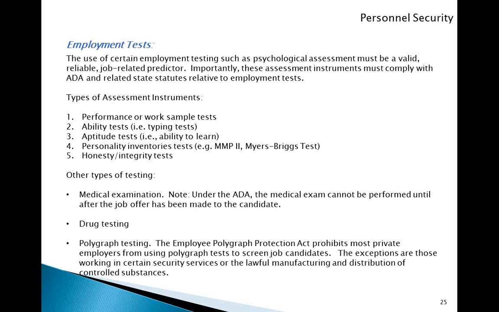Polygraph testing. Oh, man. There are a lot of little fly-by-night polygraph companies out there that just kind of circumvent the law. The Employee Polygraph Protection Act prohibits most private employers from using polygraph tests to screen job candidates. The exceptions are those working in certain security services or the lawful manufacturing and distribution of controlled substances. Okay? However, you can use polygraph testing as an integrity program after they have the job. It can't be used to prevent them from getting the job, but it can be used after they've been employed. Everybody get that?